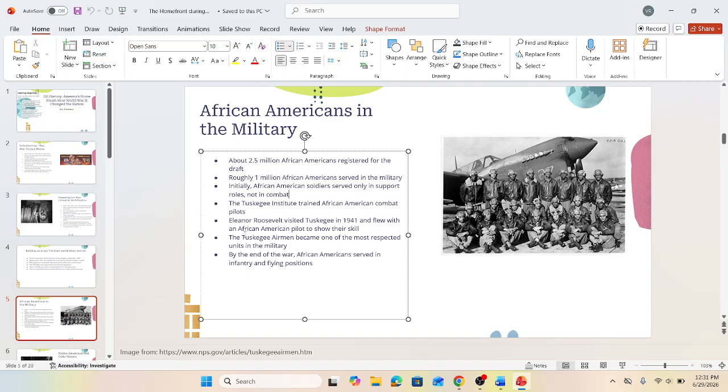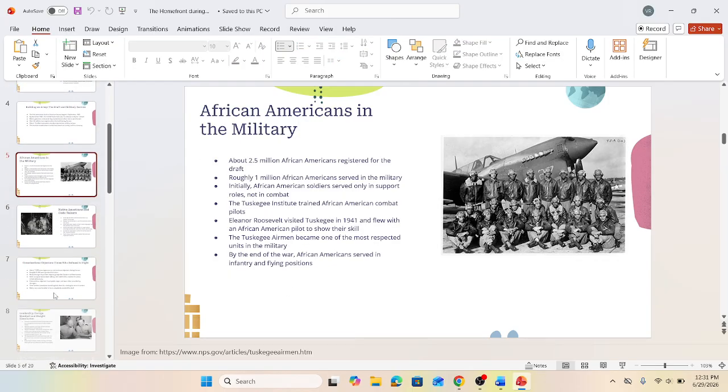But this began to change partly due to just the need. The, I never know how to pronounce this, Tuskegee, that's how you do it. Tuskegee Institute trained African Americans as combat pilots. The First Lady, Eleanor Roosevelt, actually visited that school in 1941 and flew with an African American pilot to see their skill and to show public support. The Tuskegee Airmen became one of the most respected units in the military. So by the end of the war, African Americans are serving in infantry and flying positions and sort of working their way up the social status of the military.